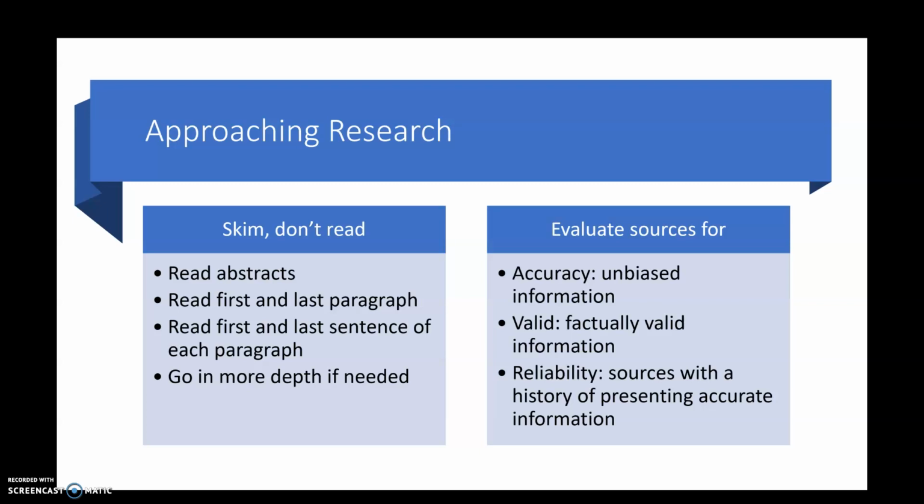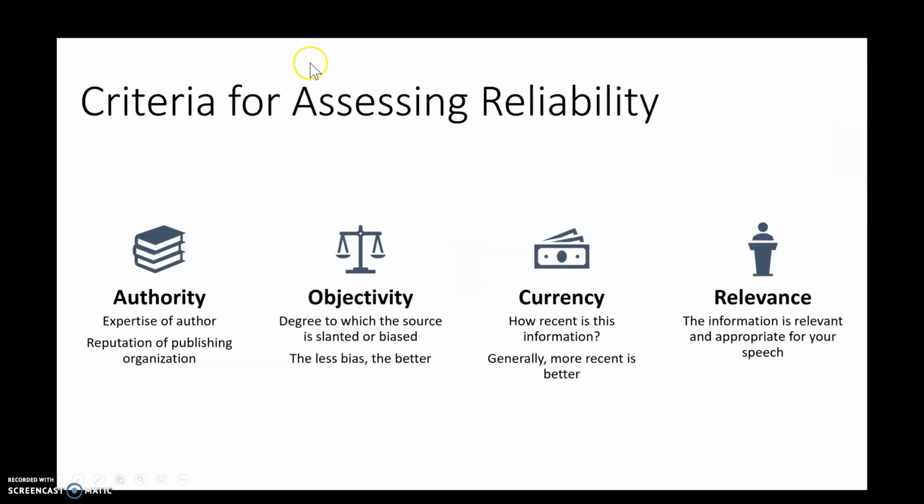You also want to evaluate your sources as you're skimming and reading for accuracy, meaning that the information is not biased, for validity, which means that it's factually valid, and reliability. So, sources with a history of presenting accurate information. If you're looking at somewhere that has a history of not presenting accurate information, then it's automatically going to call into question the information that you're citing, even if that information is valid. So you kind of want to think about those things as you're approaching research.